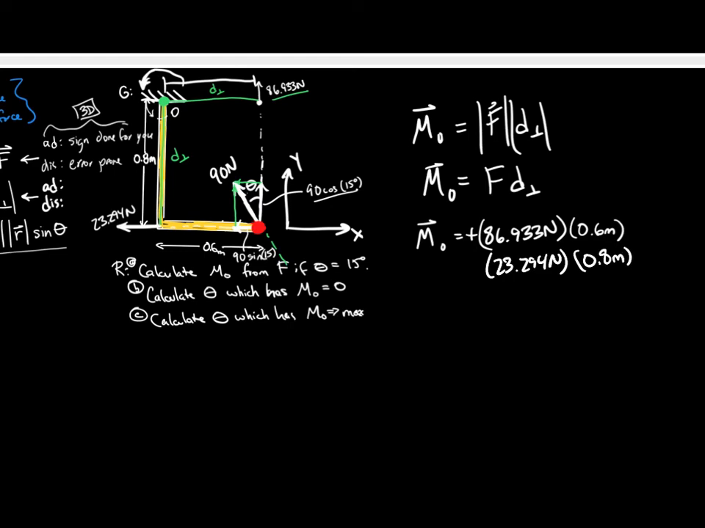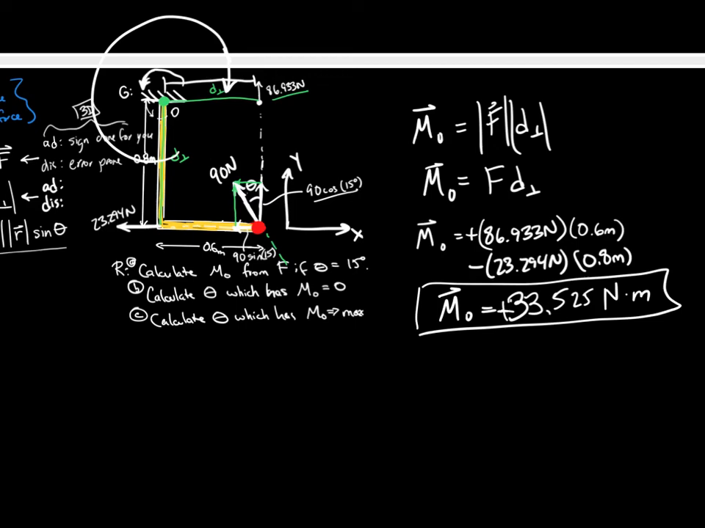Now it has a sign as well, and in this case, if we think about it, it's going to cause this thing to go clockwise. So that gets a negative sign. It has a bigger moment arm than the other force, but it's a smaller force, so we'll see which one wins out. If we plug that into our calculator, we get an answer of positive 33.525 newton-meters.